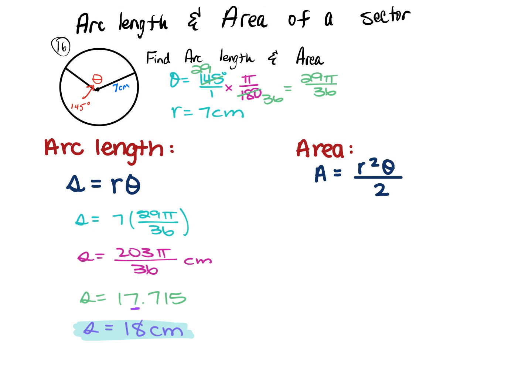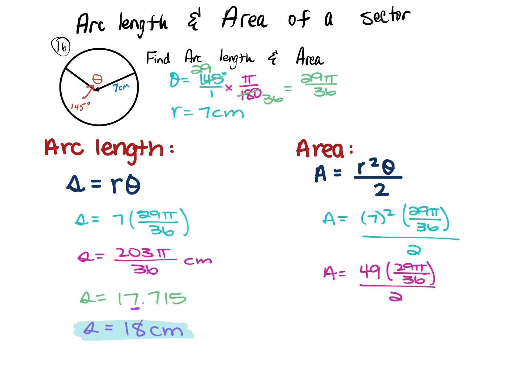your radius squared times theta in radians all over 2. So this is going to give us A is equal to 7 squared times 29 pi over 36 all over 2. That 7 squared is 49 times 29 pi over 36 all over 2. Remember, your fraction means division, so you can write this as a division problem as well.